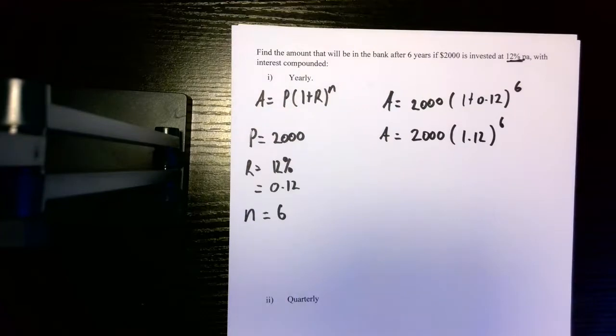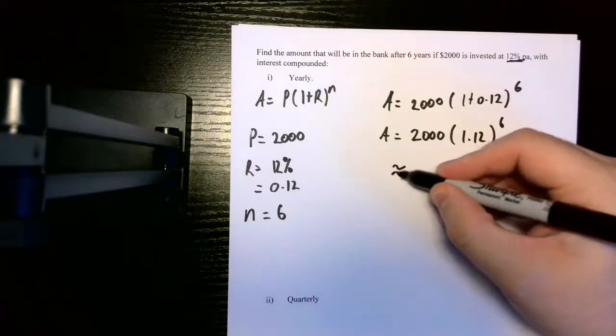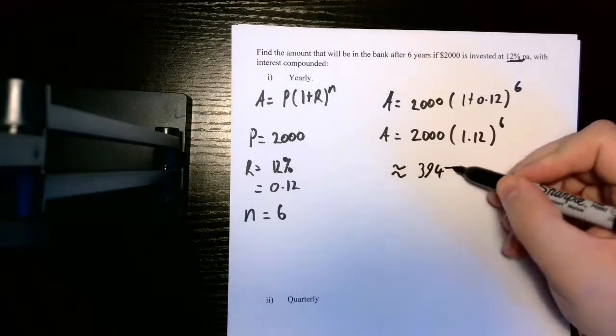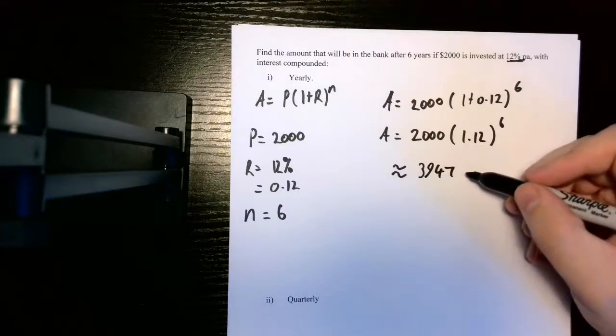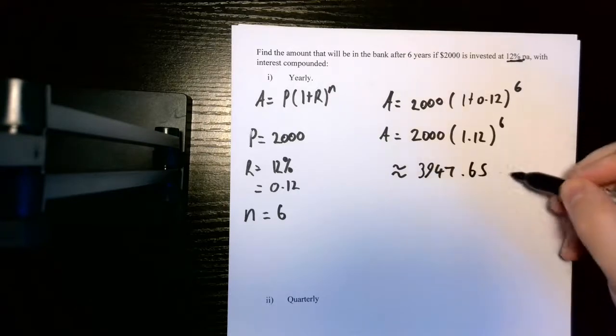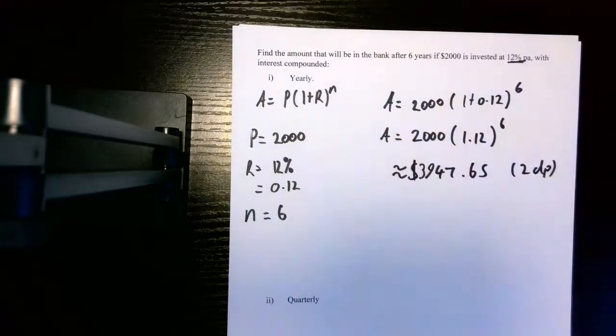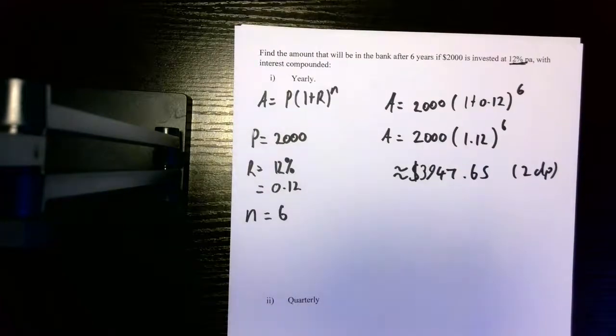What you should end up with, if we are going to 2 decimal places, and I'll tell you why we do 2 decimal places in just a moment, is 3947.65, and that's 2 dp. That's the final amount that we actually have in our account. Why did I go to 2 decimal places? Well, that's what our money is most often represented as. So that's why I went for the 2 decimal places.